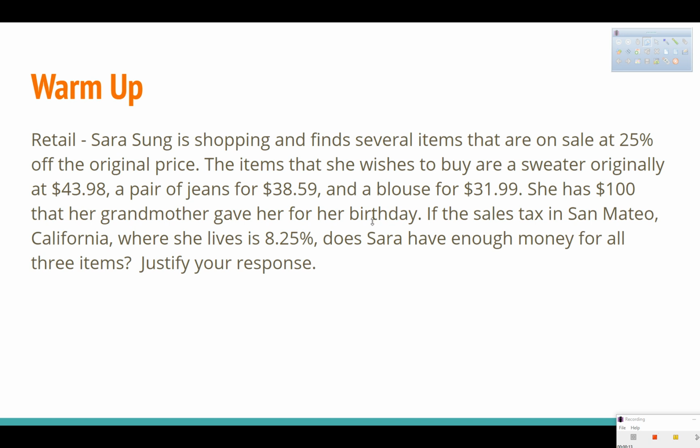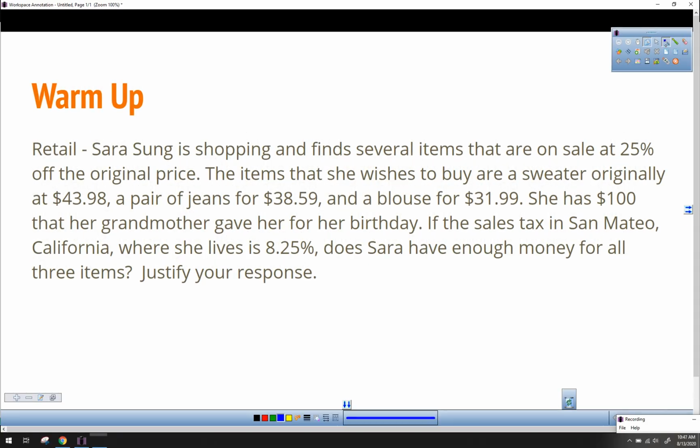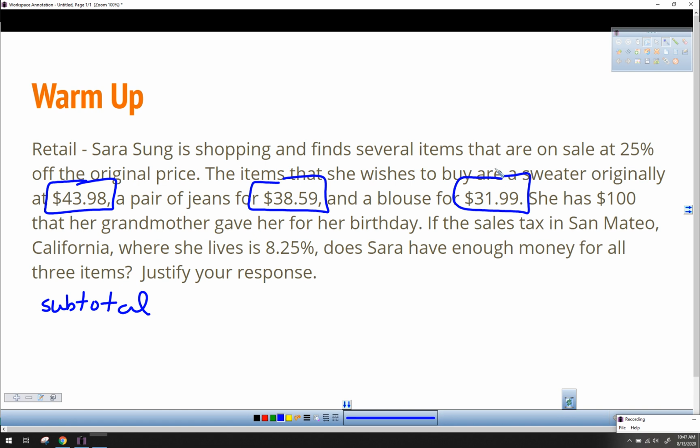So, of course, for this example, what we're going to be doing is first figuring out the pre-tax subtotal of her purchase, and that would include adding up the prices for all of these. So, what is $43.98 plus $38.59 plus $31.99? That gives me $114.56. Well, if I stop there, clearly she doesn't have enough money because she only has $100.